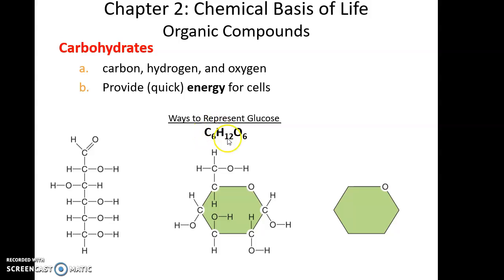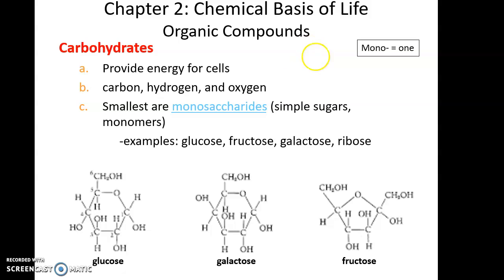The most famous carbohydrate that we will talk about a lot this semester is glucose. Glucose, C6H12O6, can be shown as a line, but is often shown as a circular molecule. It's 1, 2, 3, 4, 5, 6 carbons. Glucose and carbohydrates in general, again, provide energy for cells.